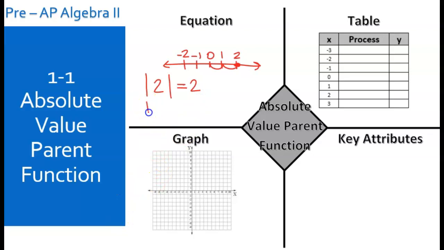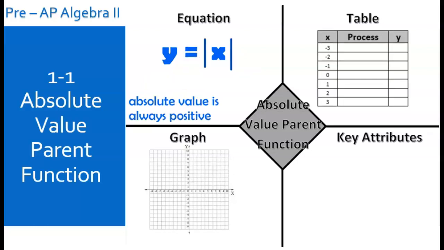Likewise, if I were going to find the absolute value of -2, I might go to -2 on a number line, and I find its distance from 0, 1, 2. Notice how both the absolute value of 2 and the absolute value of -2 both equal +2. It happens because absolute value is always positive.